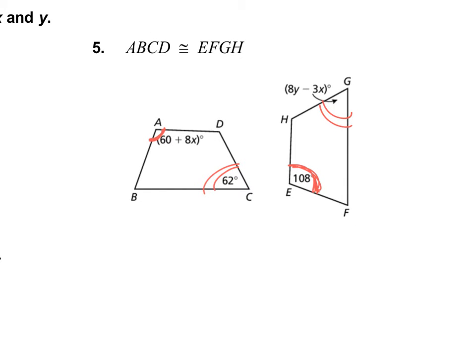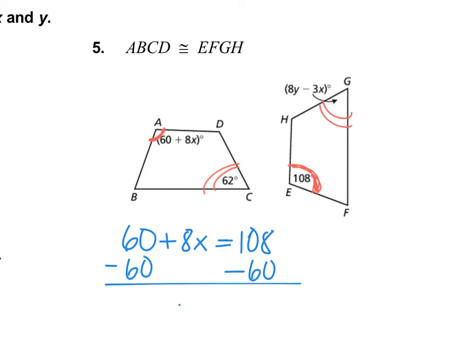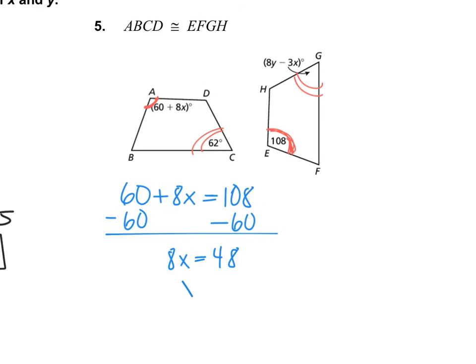You should solve for x first. So the first equation I would write is 60 plus 8x equals 108. If you subtract 60 and divide by 8, you should get x. Aiden, what do you got for x? 6. Okay.